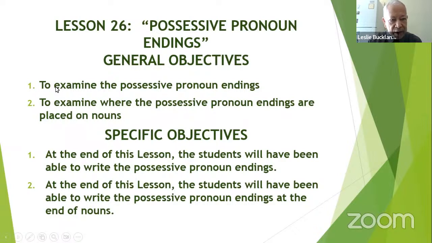The general objectives for lesson 26 are: 1, to examine the possessive pronoun endings. 2, to examine where the possessive pronoun endings are placed on nouns. The specific objectives for lesson 26 are: 1, at the end of this lesson, the students will have been able to write the possessive pronoun endings. 2, at the end of this lesson, the students will have been able to write the possessive pronoun endings at the end of nouns.